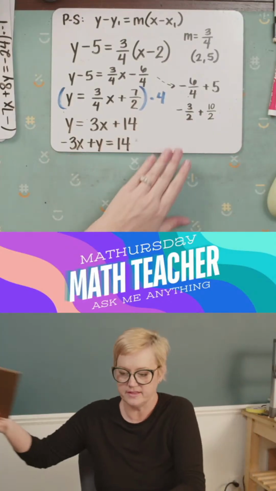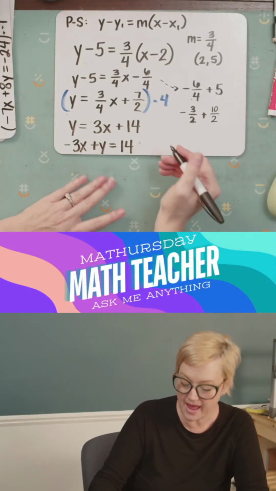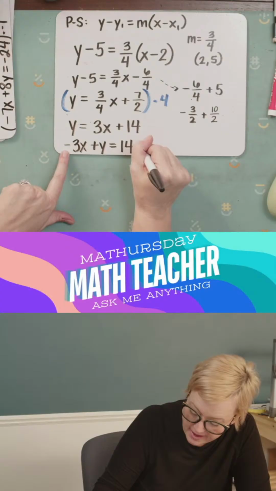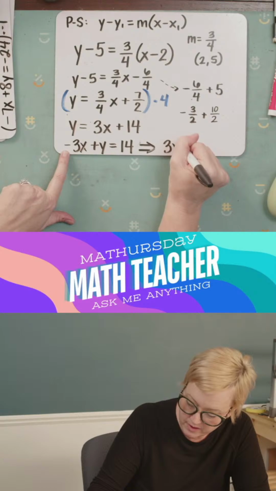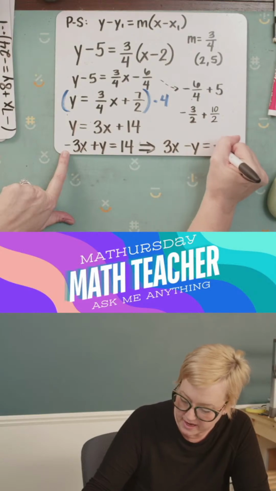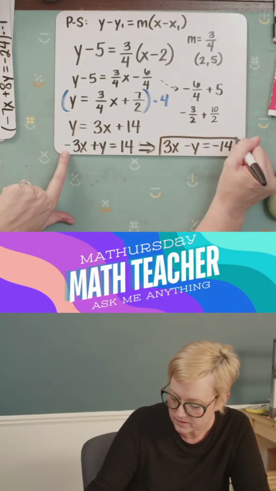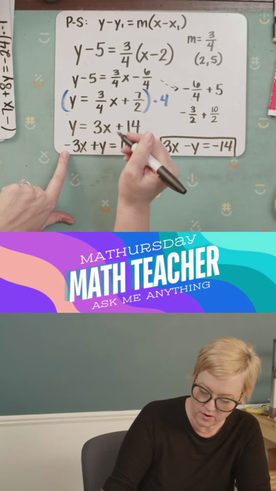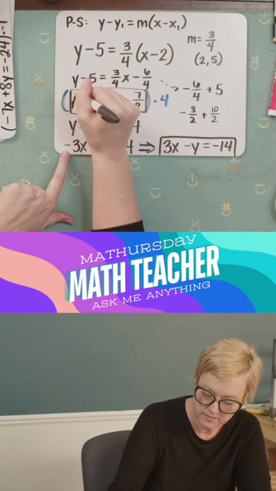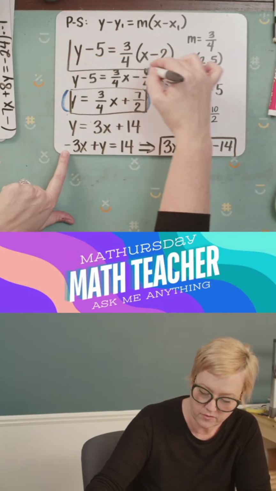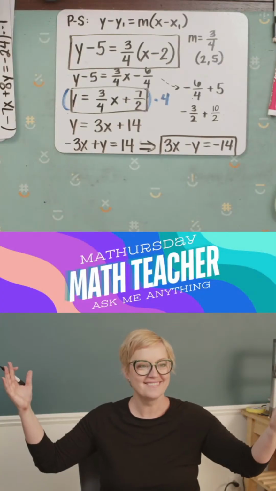All right, so now I've got the x and the y on the same side, but now I can't have that be negative. So I'm going to multiply everything by -1. So I have 3x minus y equals -14. And that's going to be my standard form. Here's my slope-intercept form. And here's my point-slope form. Ta-da!